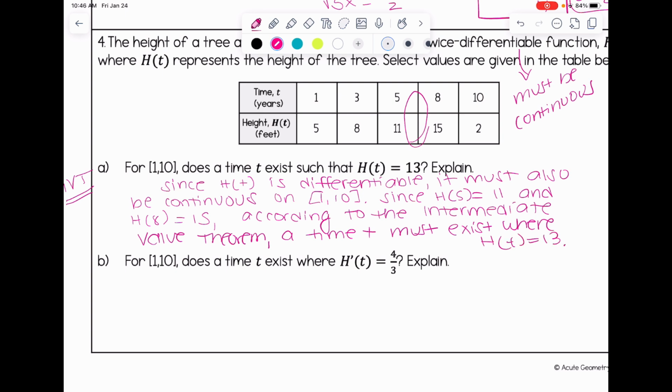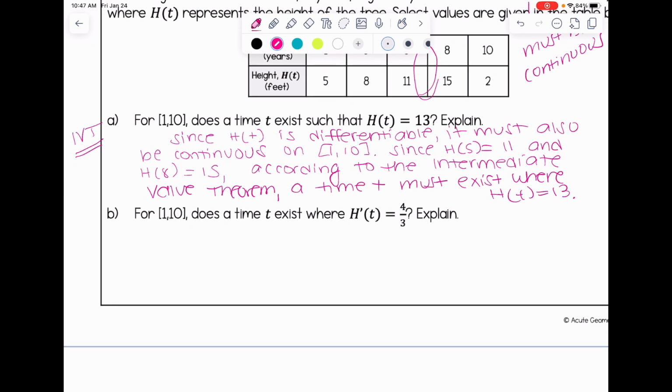We could think about intermediate being something in the middle, right? When you're skilled at something, there might be a beginner level, an intermediate level, and an advanced level. Intermediate is that middle. So we know that 13 is in between 11 and 15. So we know there has to be a time t between 5 and 8 where that height of 13 occurs. Now, when I look at B, it says on the closed interval 1 to 10, does a time t exist where h prime of t equals 4 over 3? This is now referencing the mean value theorem. The way that I know that is because I have that derivative notation in here. So that makes all the difference, and we have to read that carefully.